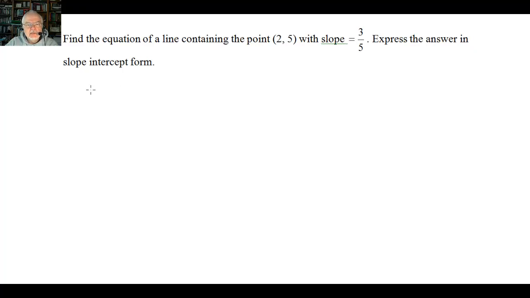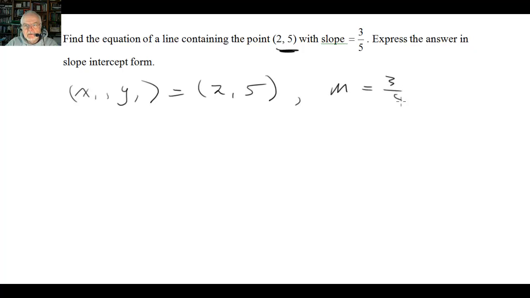Alright, so let's collect our data. What do we have for data? Well, we have a point (x1, y1), and that's (2, 5). This guy right here. And we have a slope, that's m, which is 3/5.